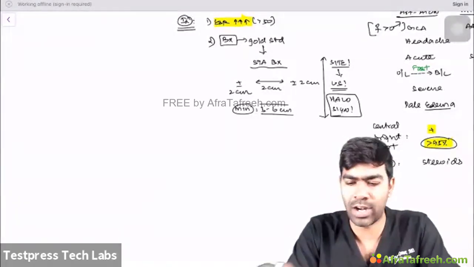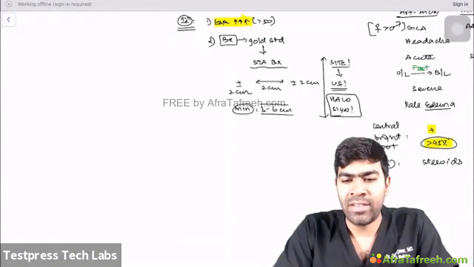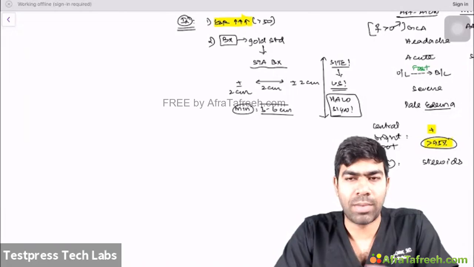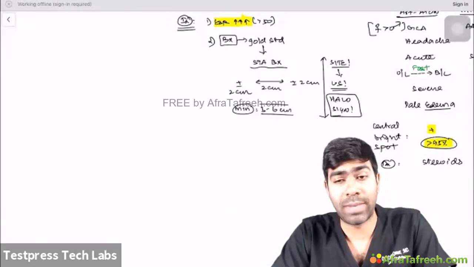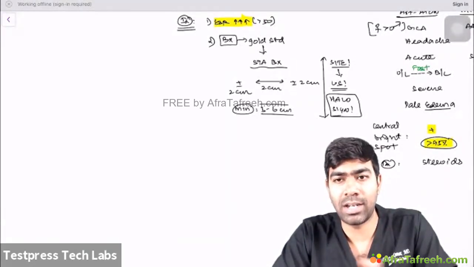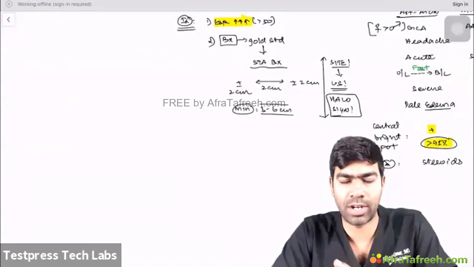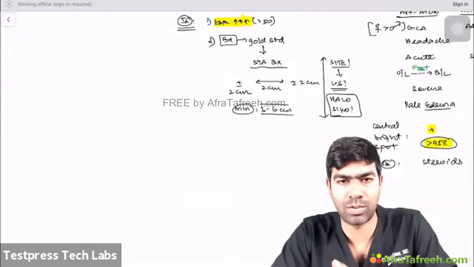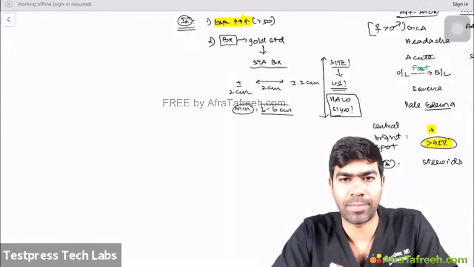Suppose we don't have ultrasound, the area which is maximally tender and the area which is maximally pulseless, that area you can mark and you can take the biopsy. Area which is maximally pulseless or maximally tender. So that will tell you the site of biopsy if you do not have an ultrasound. But of course, you do have an ultrasound, so it's very easy to pick up in that setting.